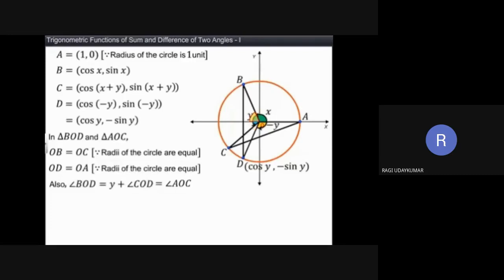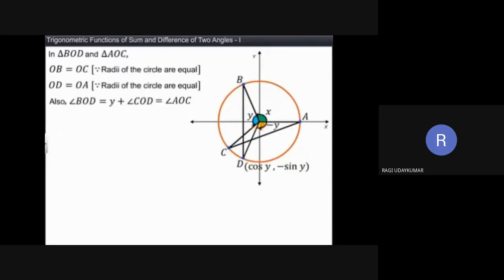So by SAS congruency, the two triangles are congruent. Triangle BOD and triangle AOC are congruent. When these two triangles are congruent, did you understand this part? Yes, sir. So now the length of AC will be equal to the length of BD. BD length and AC length will be equal, now that the two triangles are congruent.